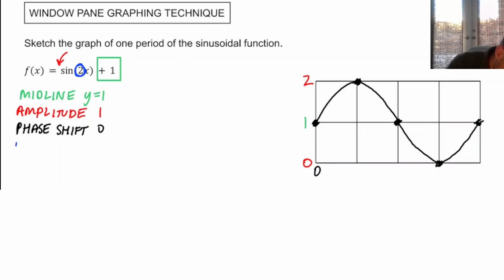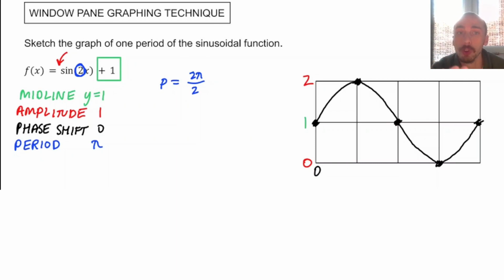So remember, period, I'm going to find that off to the side. Period equals 2 pi divided by b, which was 2. So 2 pi over 2 is pi. Now, one period is how long it takes to graph one full cycle, and that's what we've done here on our picture. We've graphed one full cycle, so I've gone to the right pi units. And then from there, I recommend that you just fill in the other 3 points however you're going to do it. Do the best you can.